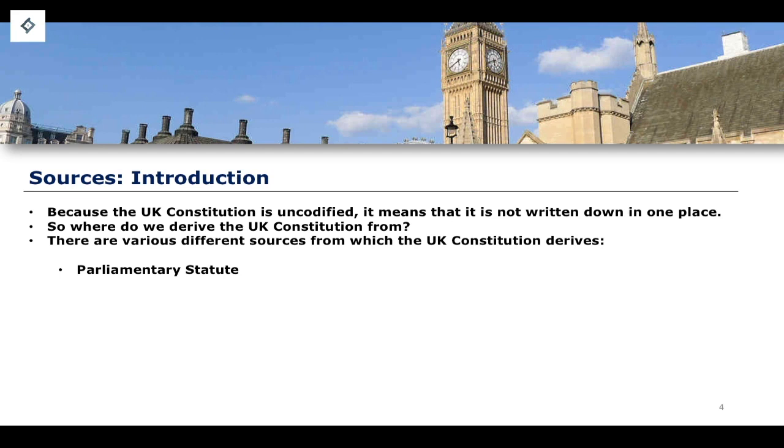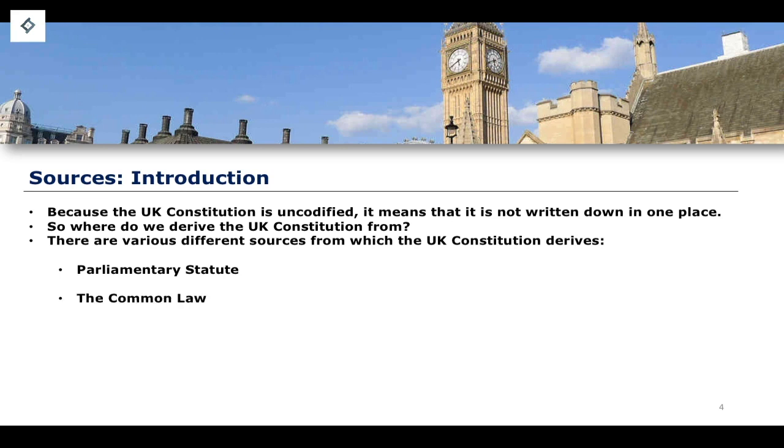So this is what is considered to be the distinction between constitutional parliamentary statutes and just general ordinary parliamentary statutes. But at least it is the case that one of the major sources of the UK Constitution is parliamentary statute in and of itself.